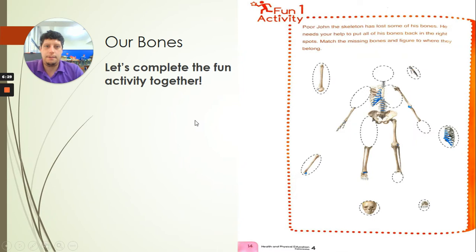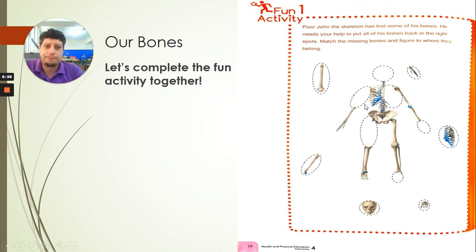Okay, next page, page 14. We're going to do this together. This is a really easy activity for everyone to do. I'll just read out the activity first. Poor John the skeleton has lost some of his bones. He needs your help to put all of his bones back in the right spots. Match the missing bones and figure to where they belong.